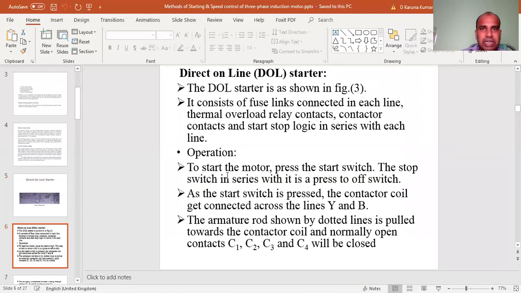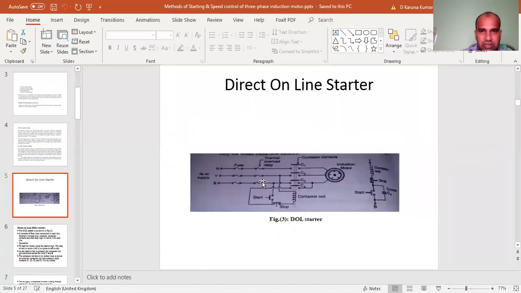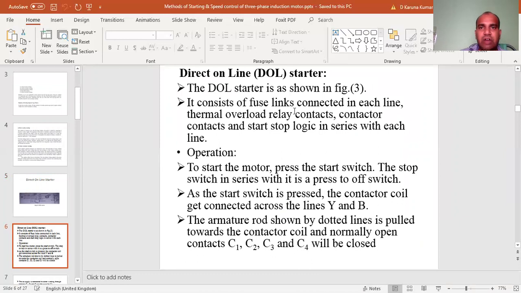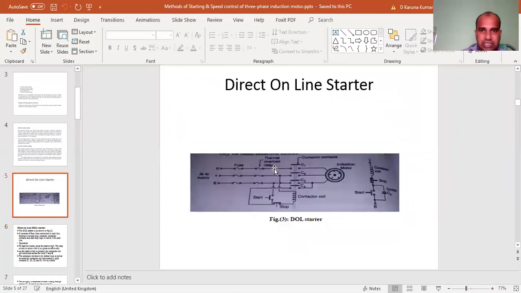The DOL starter consists of fuse links connected to each line. There are three phase windings, and each phase is connected to its winding. Fuse links are connected to each line, with thermal overload relay contacts and contactors, and the start stop logic in series with each line.